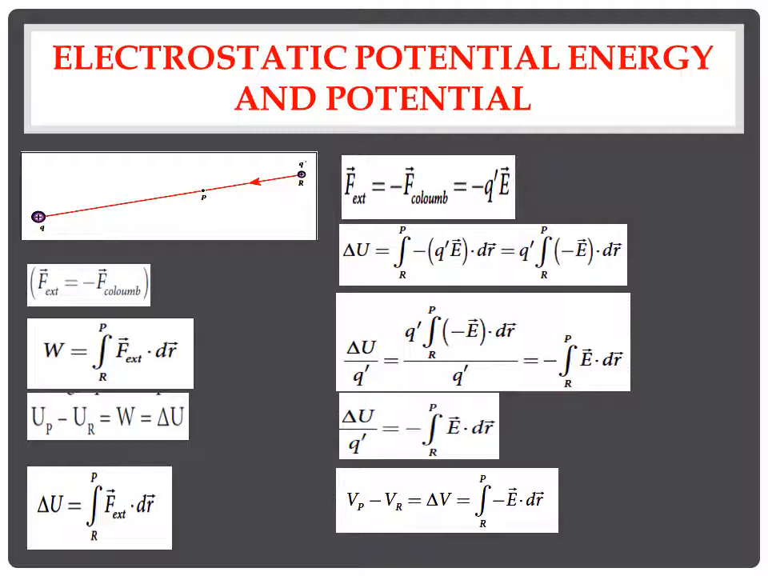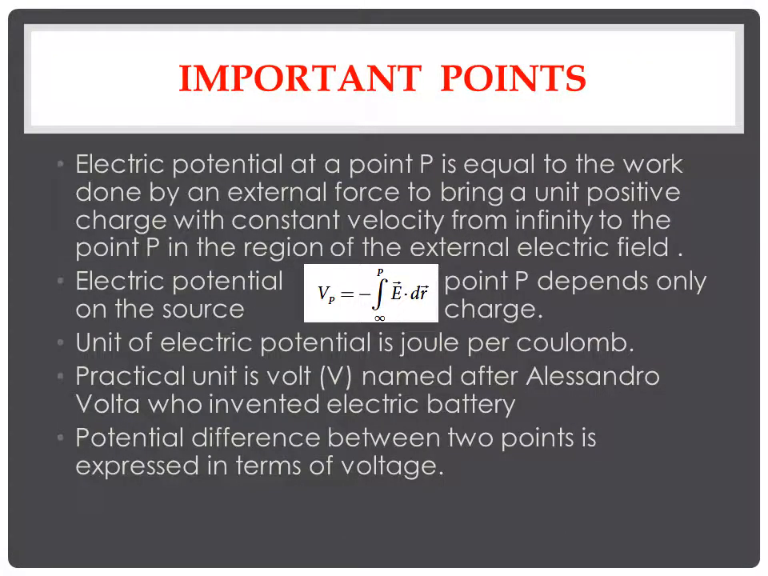Therefore, the electric potential at a point is equal to the work done by the external force to bring a unit positive charge with constant velocity from infinity to the point P in the region of the external field. Now the important points that have to be noted: electric potential at a point is equal to the work done by an external force, as I told you, to bring a unit positive charge with constant velocity from infinity to the point P in the region of the external electric field.